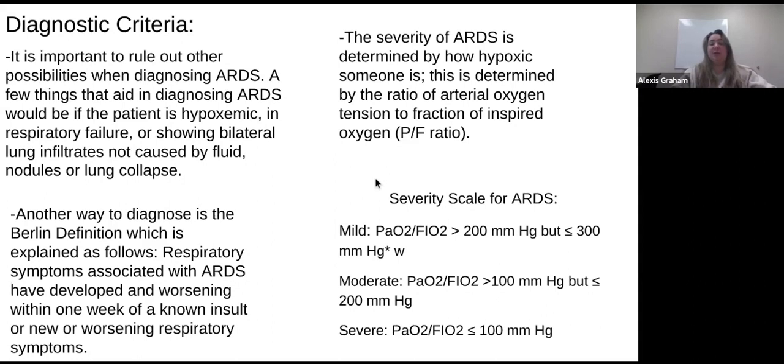The severity scale for ARDS: mild, a PF ratio greater than 200 but less than or equal to 300 millimeters of mercury. Moderate would be a PF ratio greater than 100 but less than or equal to 200 millimeters of mercury. And then severe is a PF ratio less than or equal to 100.